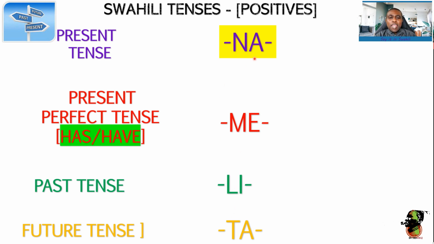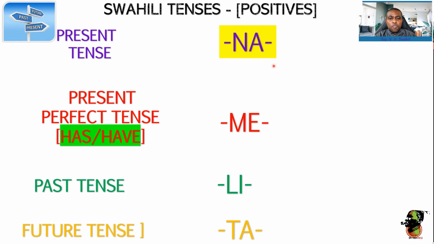Namelita. Na, present tense. Me, present perfect tense. Li, past tense. Ta, future tense. Namelita. Very important. So those are our Swahili tenses, and they come in between the subject prefix and the verb.